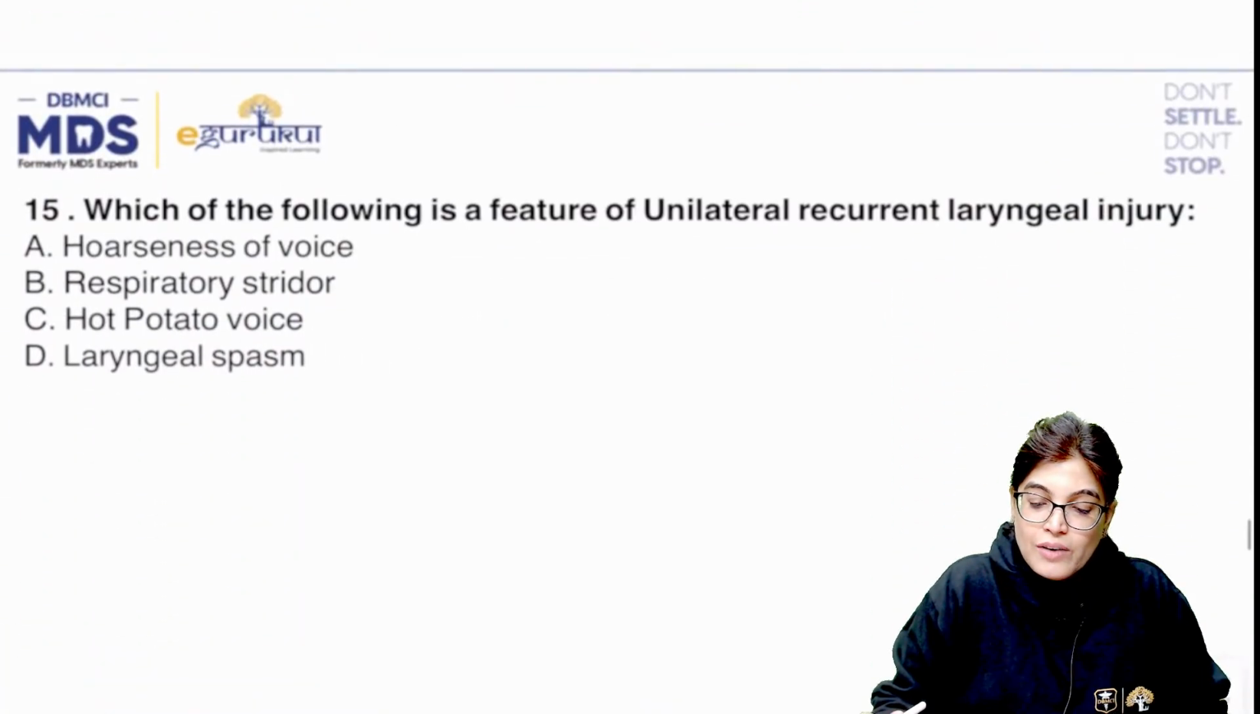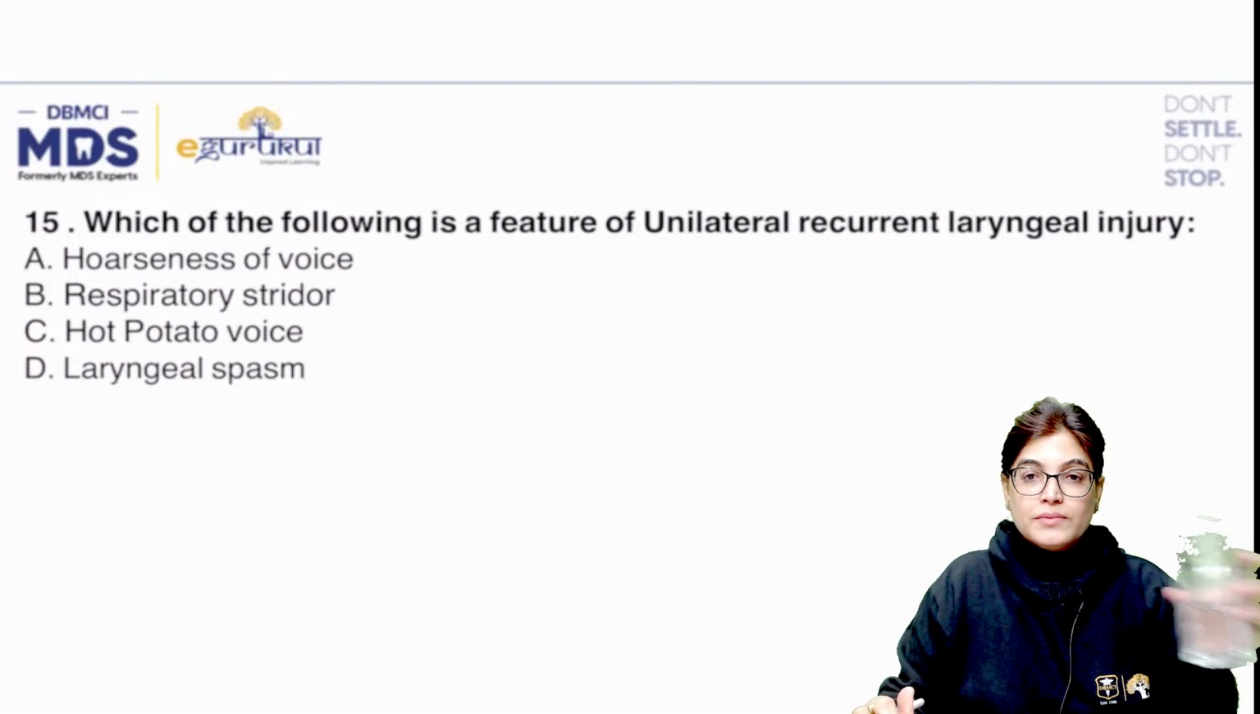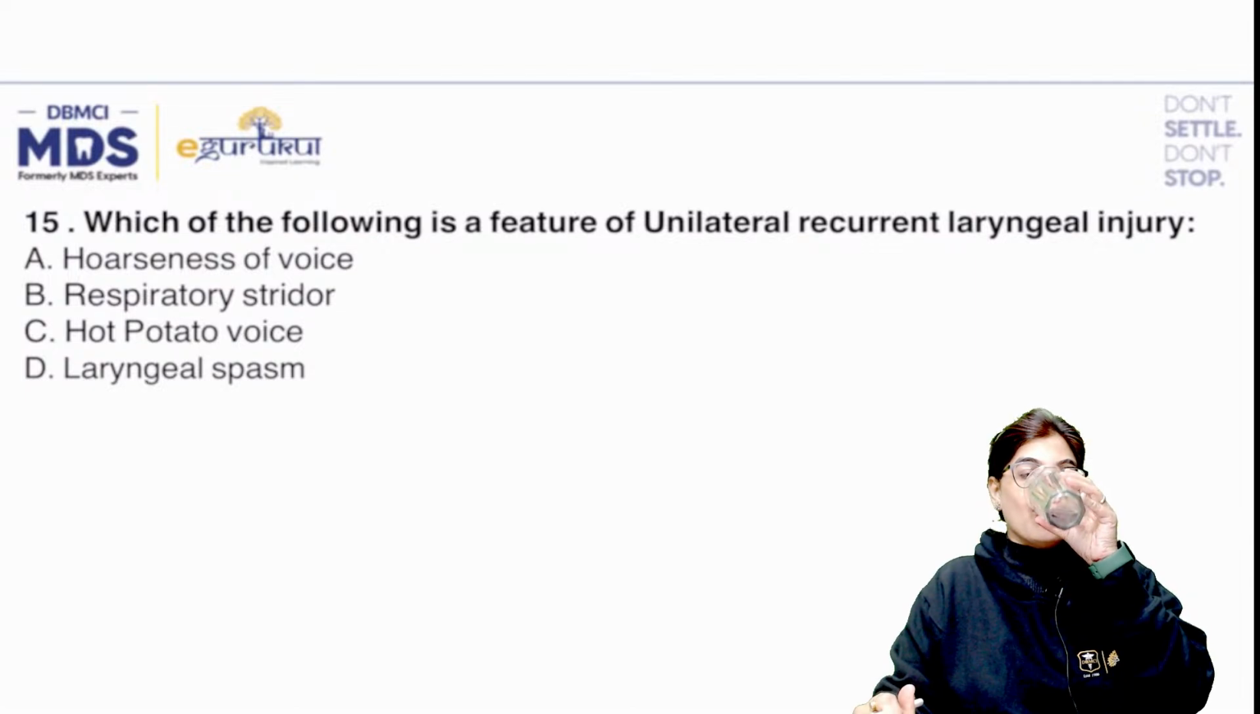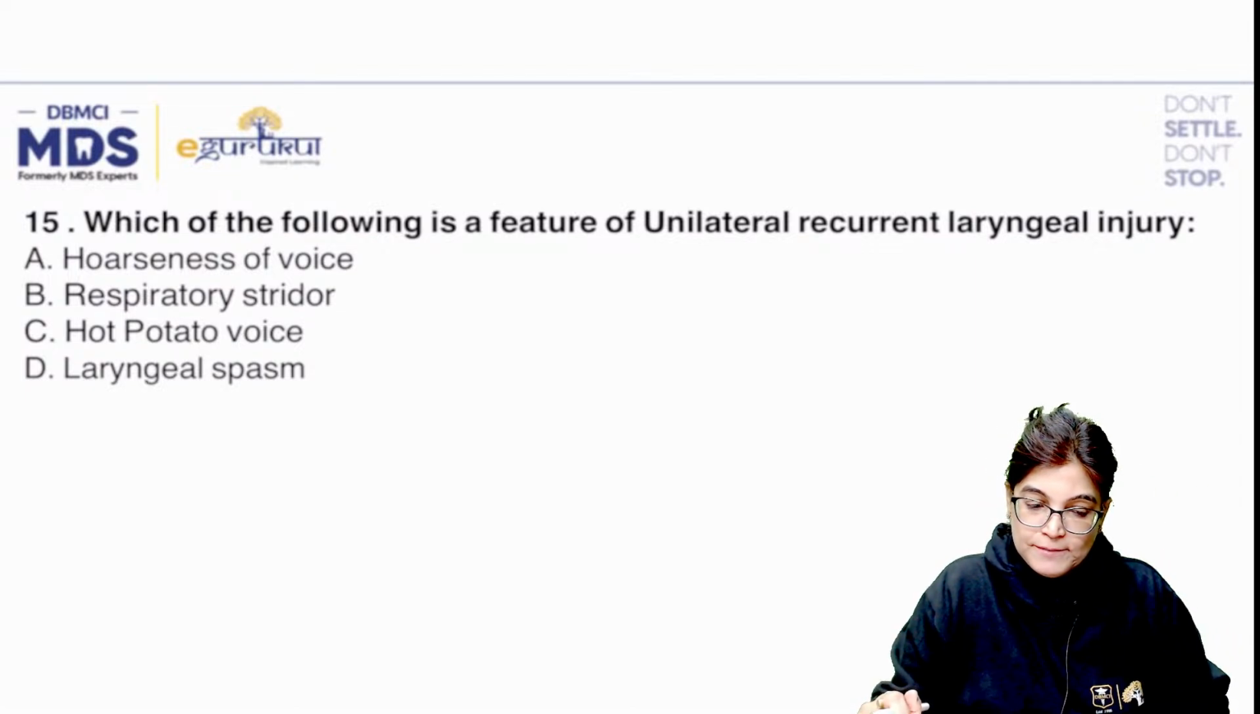Next question: which of the following is a feature of unilateral recurrent laryngeal nerve injury? Laryngeal spasm, hot potato voice, respiratory stridor, hoarseness of voice.